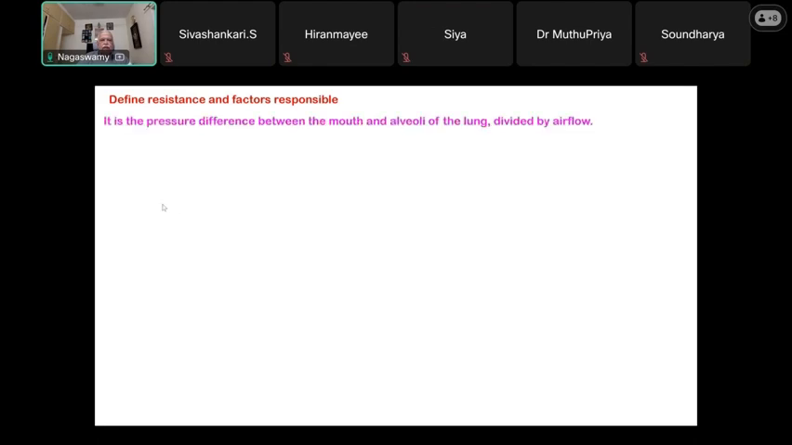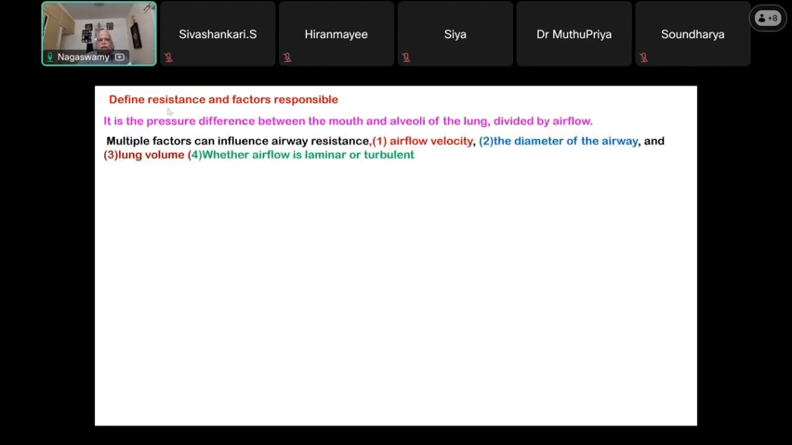So resistance is the pressure difference between the mouth and the alveoli divided by the flow. That is how you calculate the resistance. For example, if you are taking 500 ml at the mouth and your alveoli get only about 150 ml, what happens to the rest of the 350 ml? It is all blocked in the respiratory zone itself. So that is what is called the resistance.